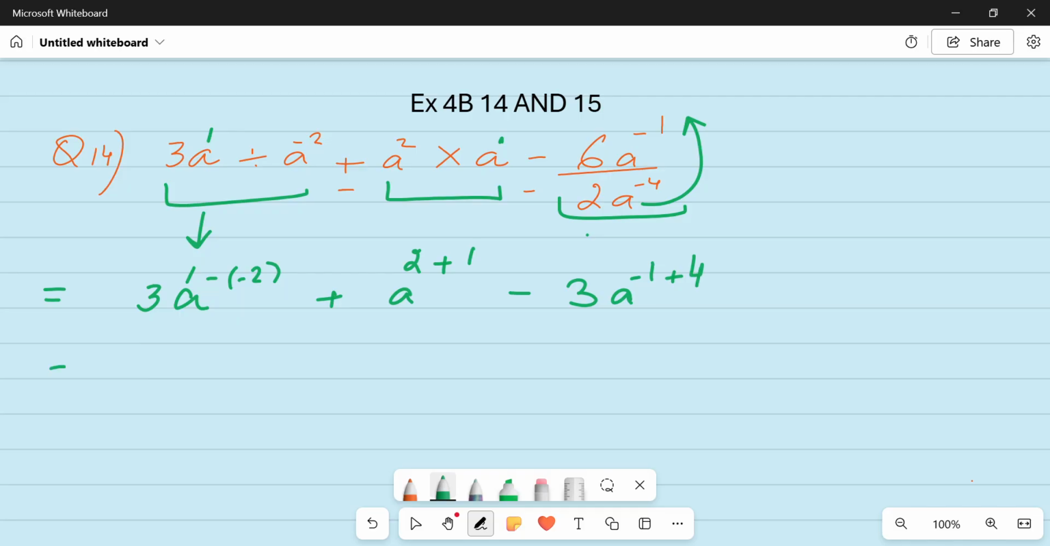Now let's solve the exponents. 3a^1 plus 2, plus sign, a^3 minus 3a^3, and this is 3. Okay, so this one gives you 3.